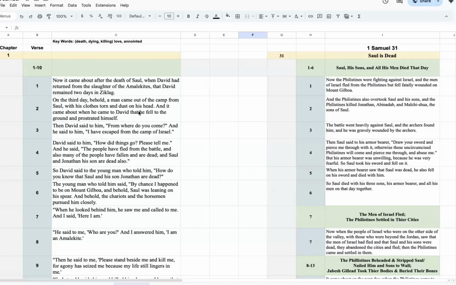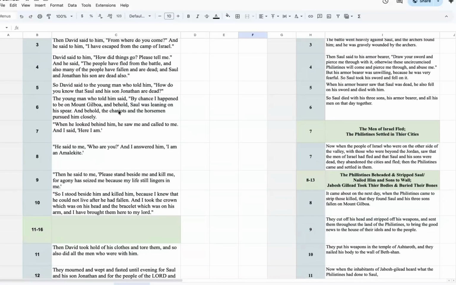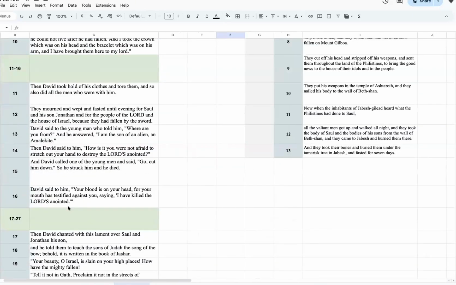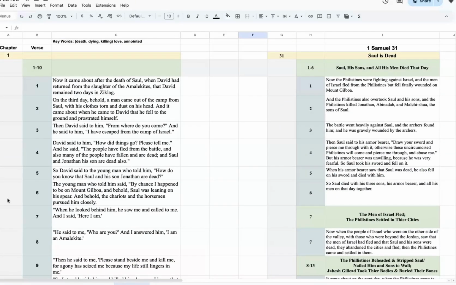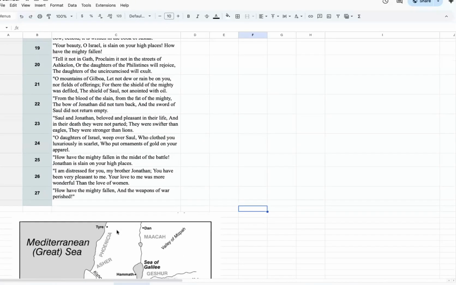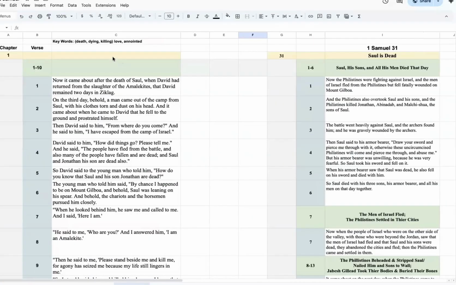So whenever I approach this, I always look at the bold numbers and I break up my chapters so I can come up with a paragraph theme for these verses, and then these verses, and then these verses, and that's going to help me come up with an overall chapter theme.